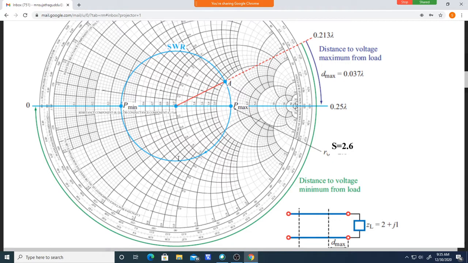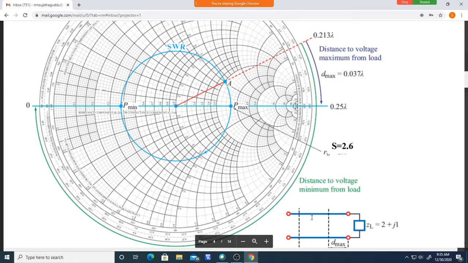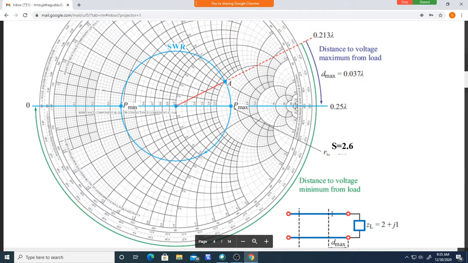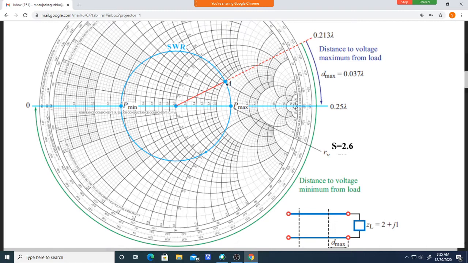So I am moving in a clockwise direction like this. It is nothing but moving on the transmission line towards the generator. You started from the load, so we are moving like this, towards the generator. This is nothing but moving from the load point over a VSWR circle in the clockwise direction.